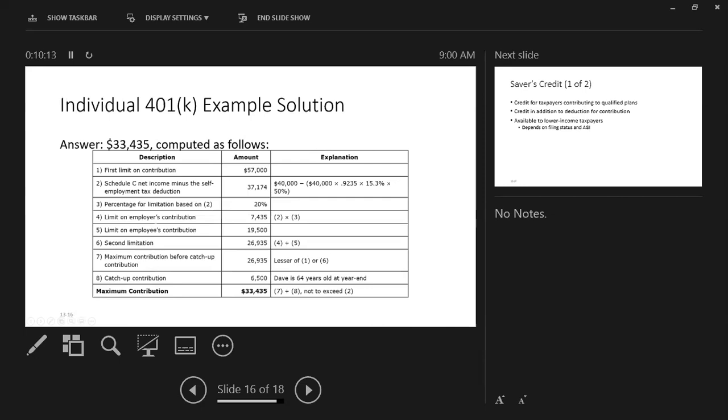7,435. So it's that calculation compared to 57,000 plus 19,500. The total amount he can contribute is 26,935 so far, or 57,000. And because he's 64, he could add in another 6,500. So his maximum contribution for his 401k, 33,435.